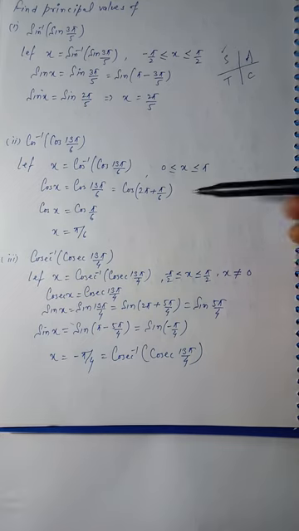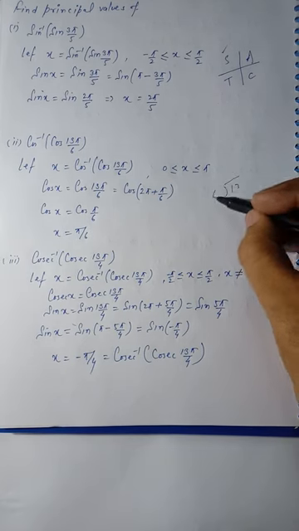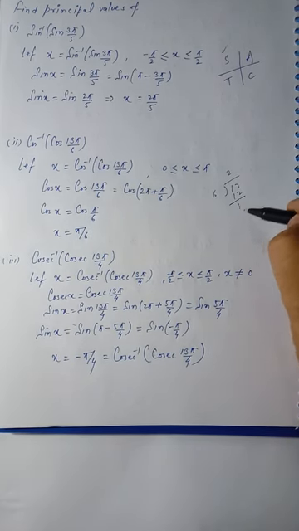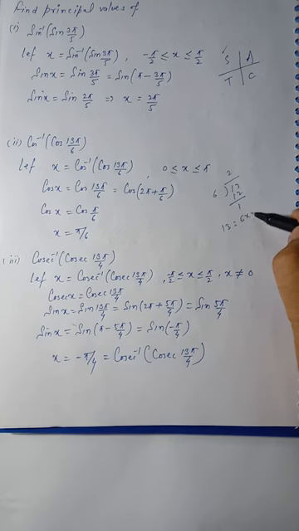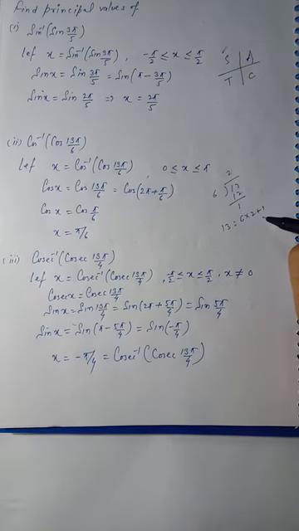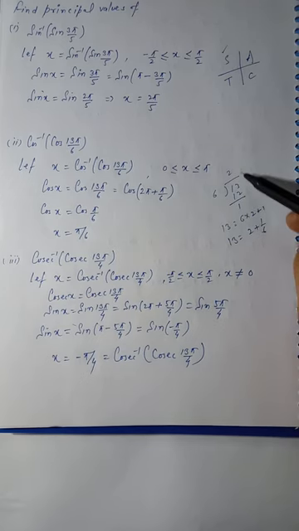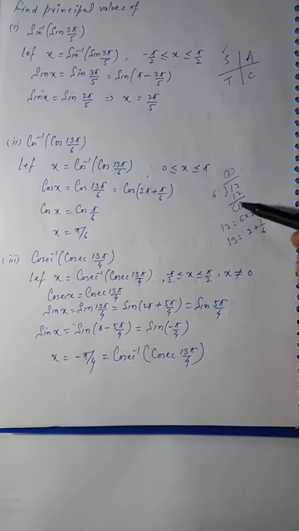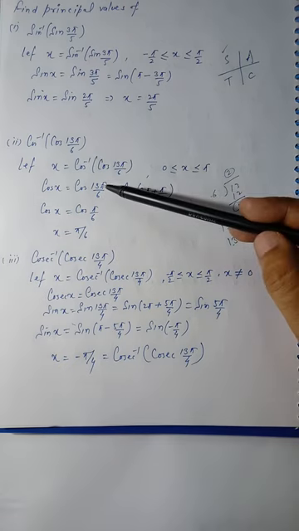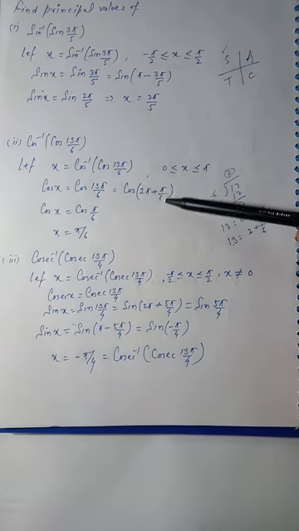Now the trick behind this: when this value is greater than the denominator, you divide it. So divide this 13 by 6: 6 twos are 12, remainder 1. So this 13 can be written as 6 into 2 plus 1, or there is also a rule: 13 by 6 is equal to 2 plus 1 by 6, that is, quotient plus remainder upon divisor. So this 13 pi by 6 can be written as 2 pi plus pi by 6.